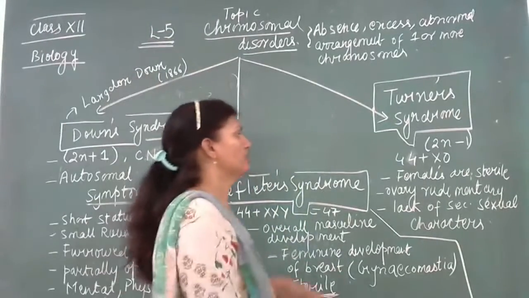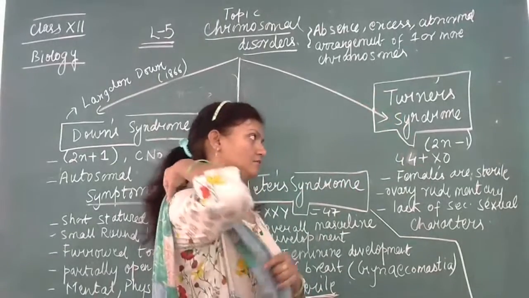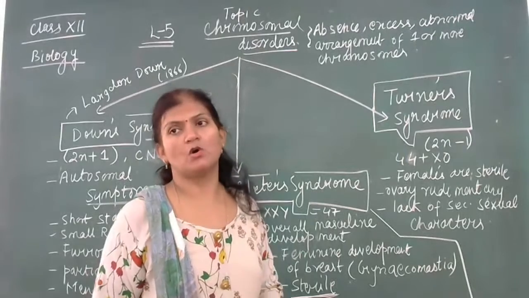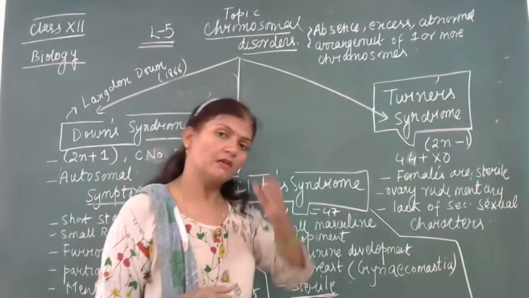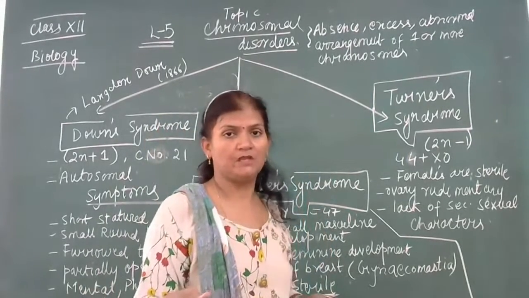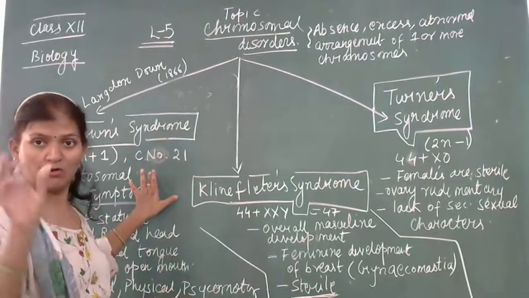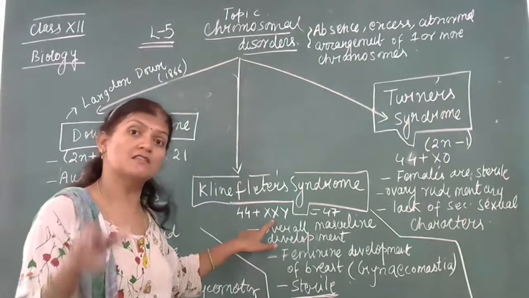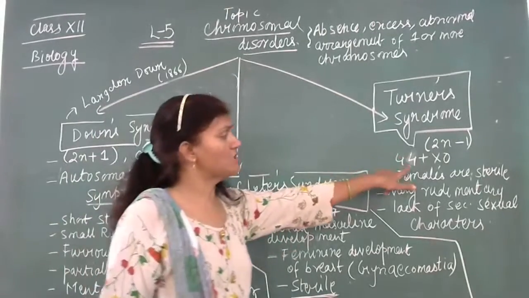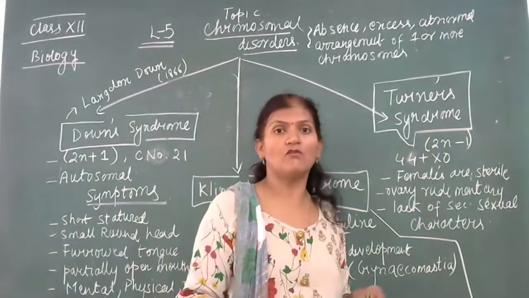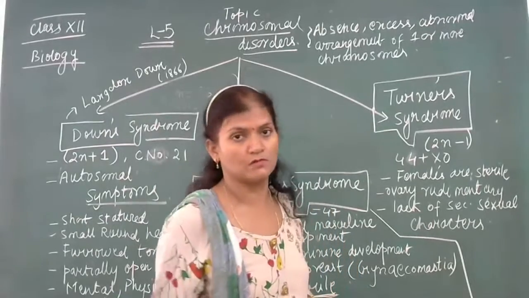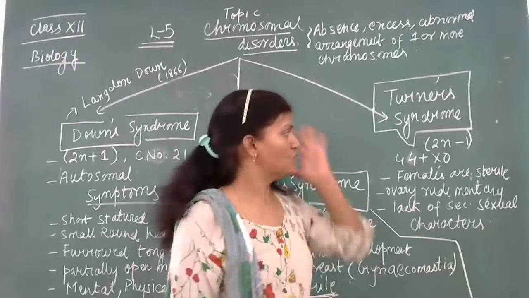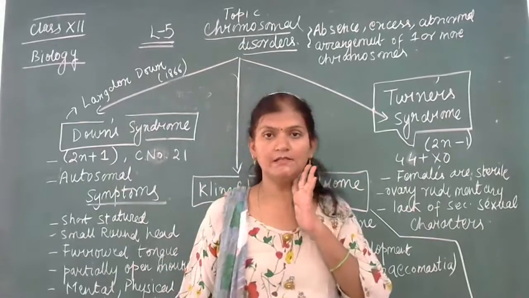So Turner syndrome is again a type of disorder that takes place due to deletion. The earlier one was due to the addition of one autosomal chromosome. Klinefelter was due to an addition of a sex chromosome, and this is due to a deletion of one sex chromosome. And that is what? The X chromosome. So let us see how this happens.